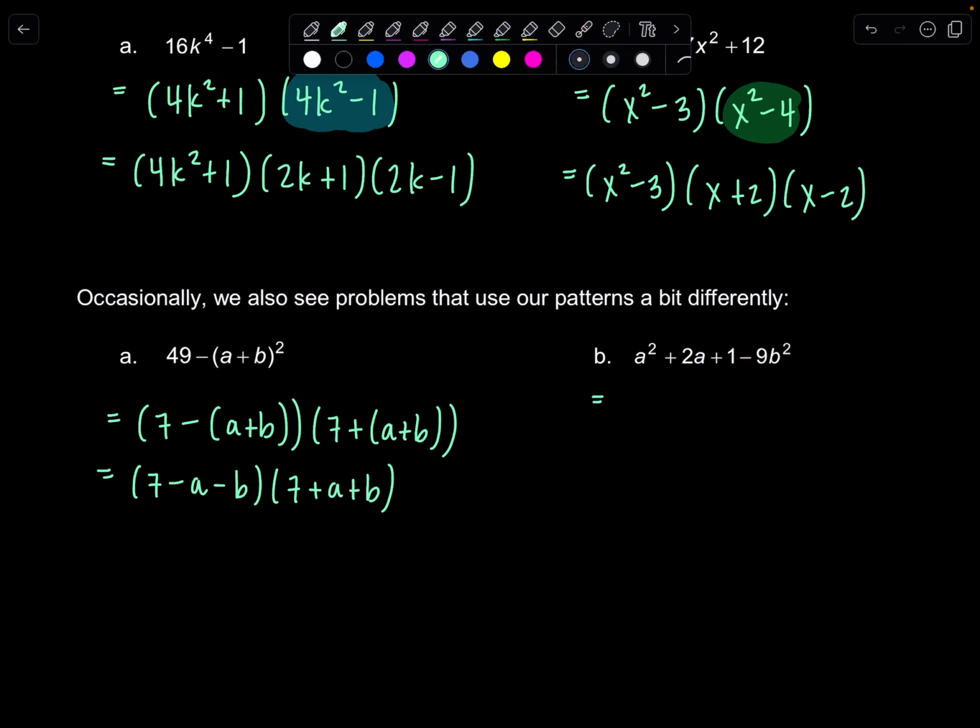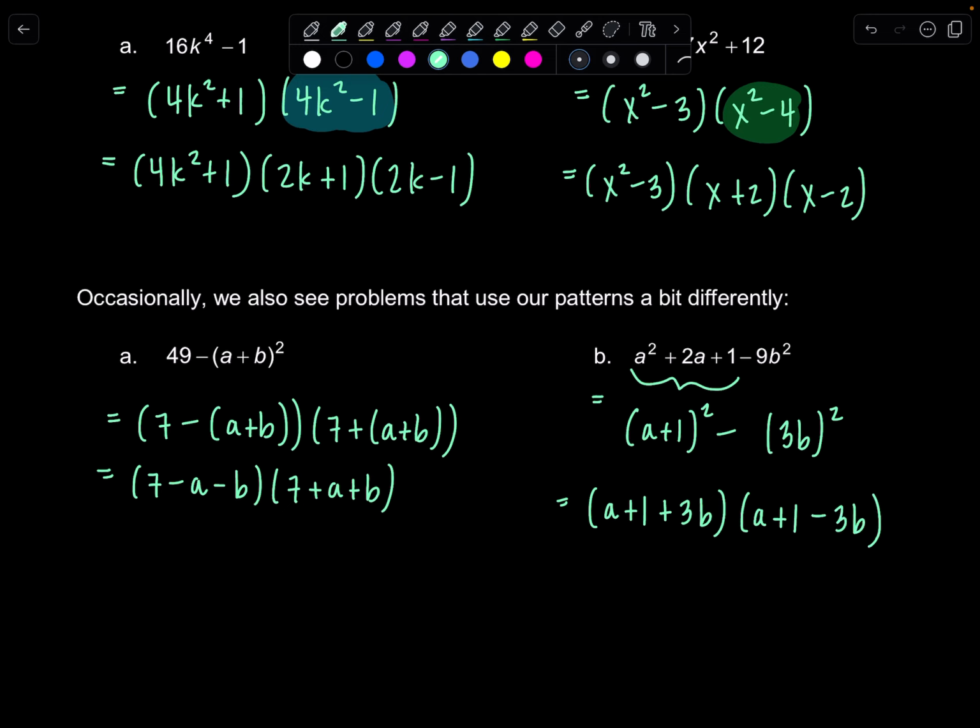It actually won't work. I'm going to rewrite this as a plus 1 quantity squared minus 9b squared, which is 3b squared, right? Can you see now how this is a difference of squares? So this ends up being a plus 1 plus 3b times a plus 1 minus 3b. And that's it.